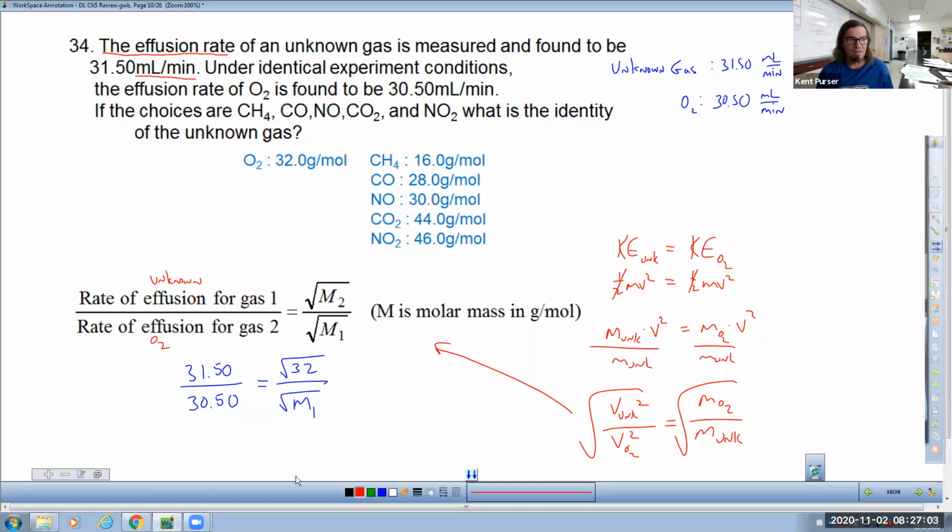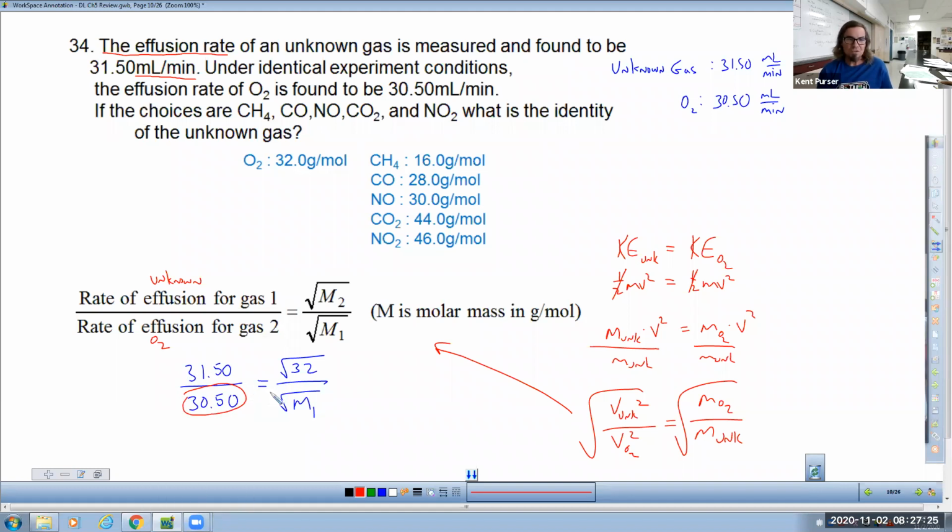Here you have this formula. Now, look at the formula. I put in everything here. The molar mass of the O2 goes on top. The rate of effusion of oxygen goes on the bottom. The rate of effusion of the unknown goes on top. The molar mass of the unknown goes at the bottom. Look at the relationship here. These two numbers are almost the same, with this one being just a little bit smaller.